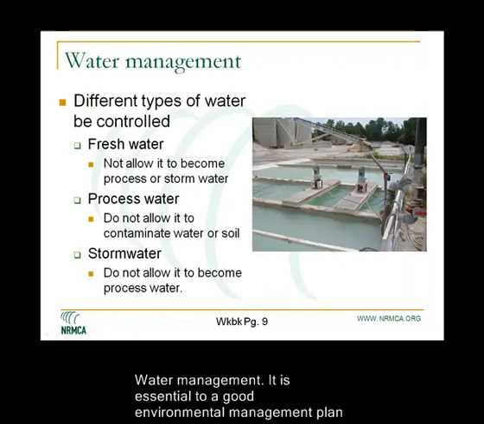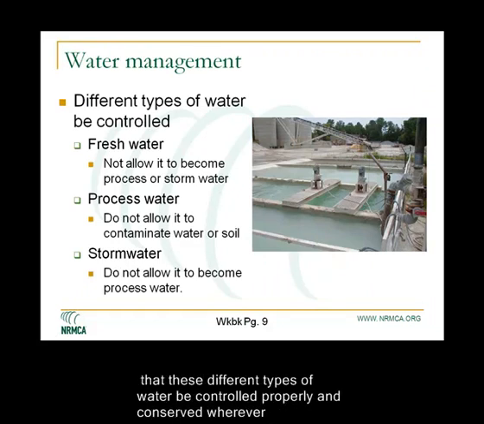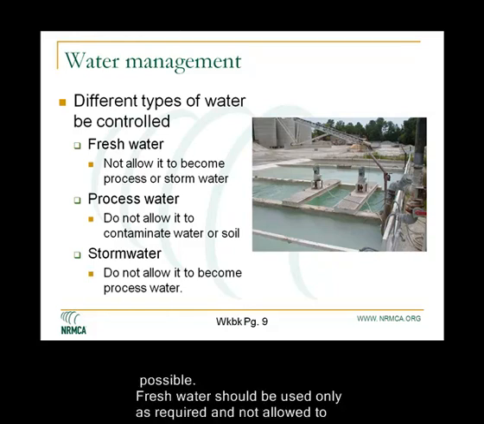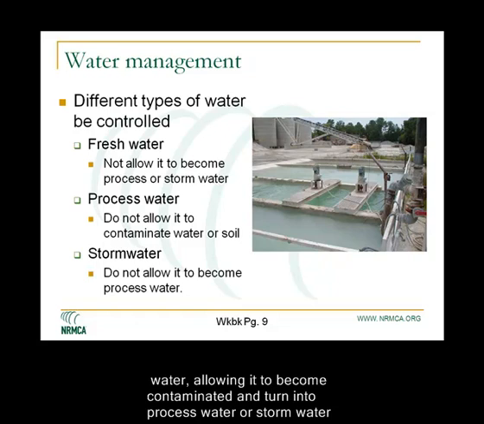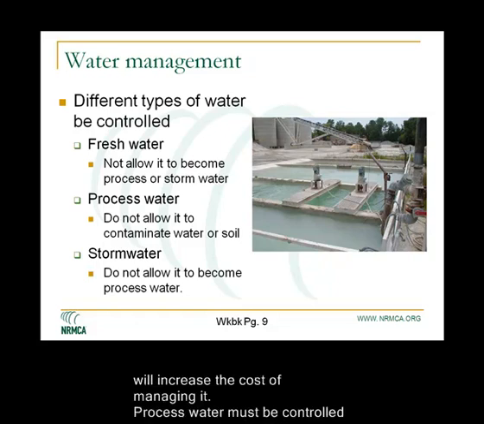Water management. It is essential to a good environmental management plan that these different types of water be controlled properly and conserved whenever possible. Fresh water should be used only as required and not allowed to become unnecessary process water or stored water. Besides the expense of getting fresh water, allowing it to become contaminated and turn into process water or stormwater will increase the cost of managing it.